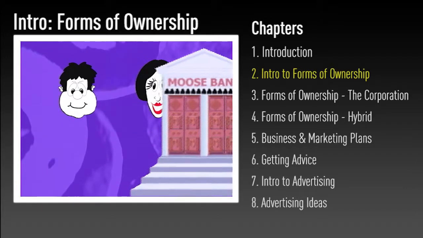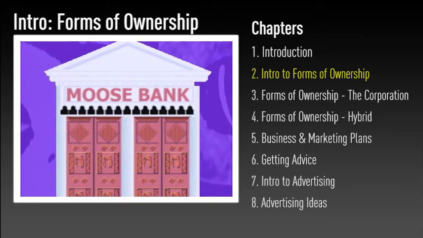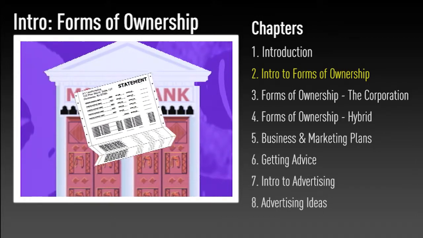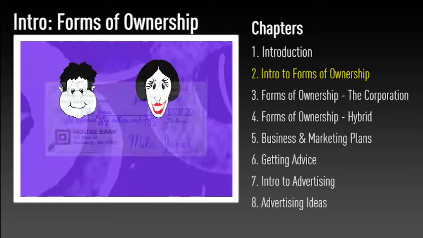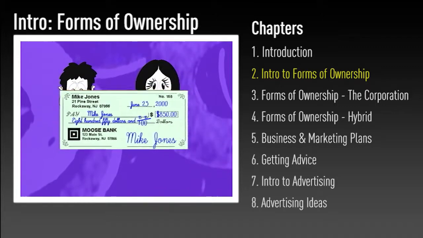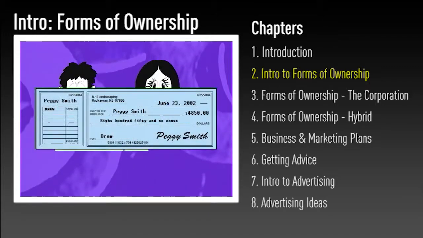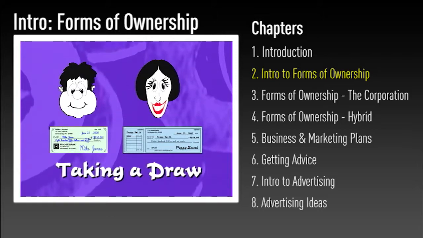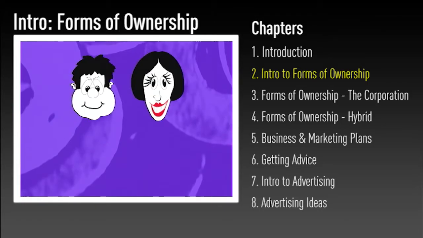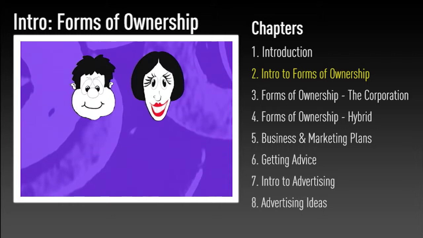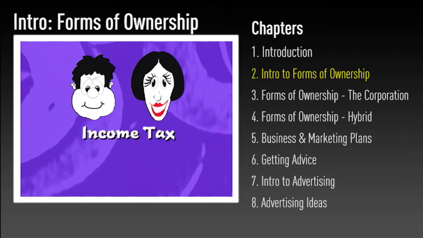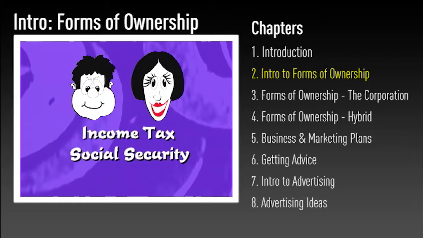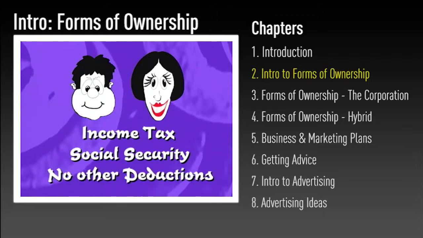Now she needs to open a new bank account so she doesn't mix up her personal funds with the business funds. How do Mike and Peggy get paid? They simply write themselves checks for as much as they want. This is called taking a draw. Unlike the employees of a larger company, they have no money taken out of their paychecks for income tax, Social Security, or any other deductions.